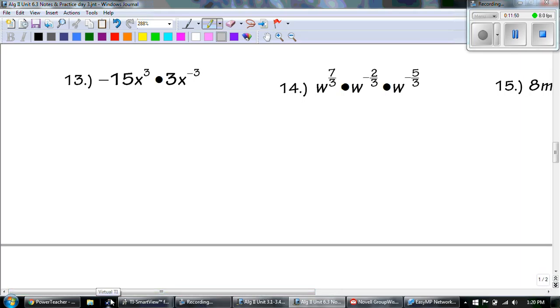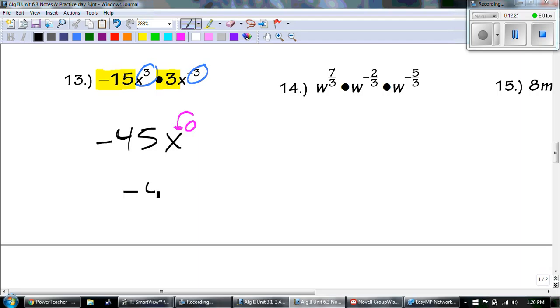Okay, number 13. So I have -15 times 3. -15 times 3 is -45. Okay. And then I can combine these and we get x to the 0. And if that's true, if my exponent's 0, my base turns into 1. So that's -45 times 1, which is just -45.